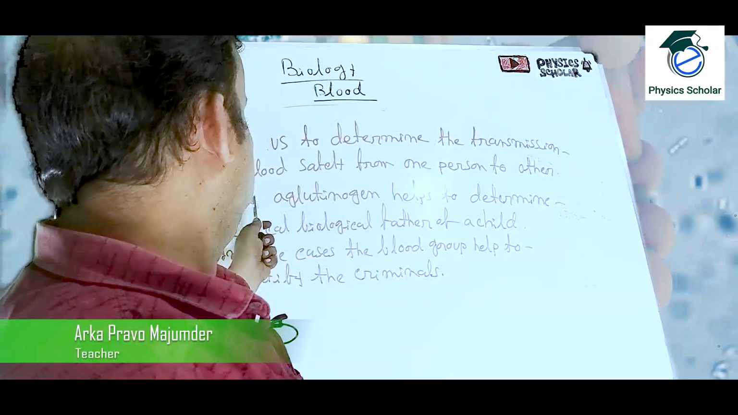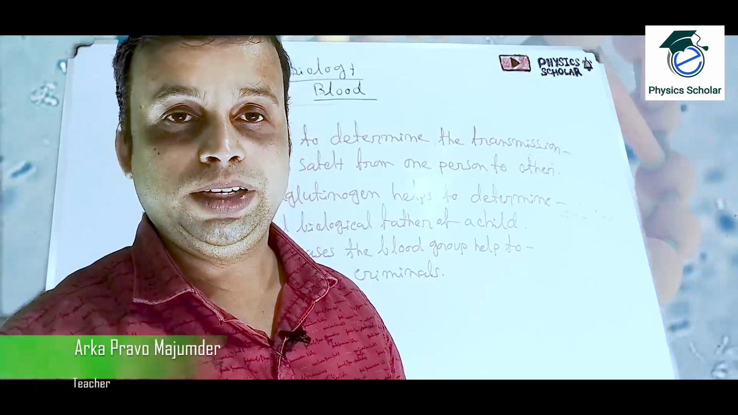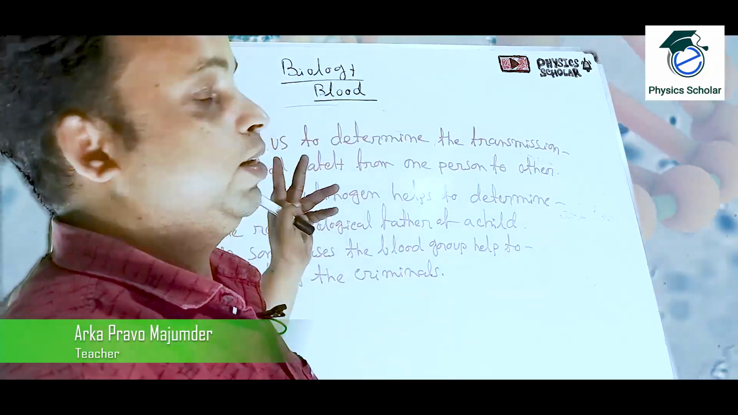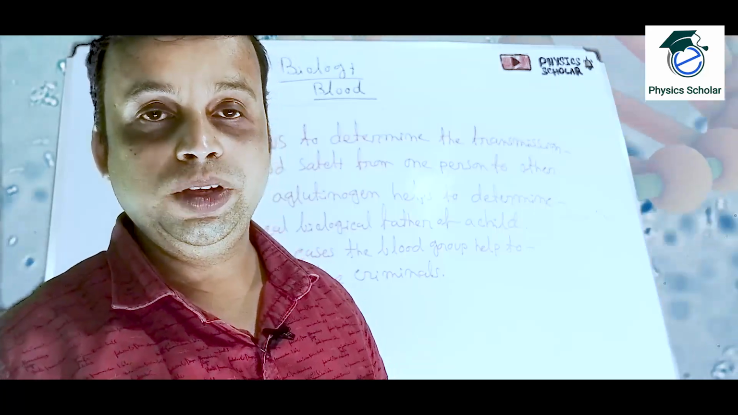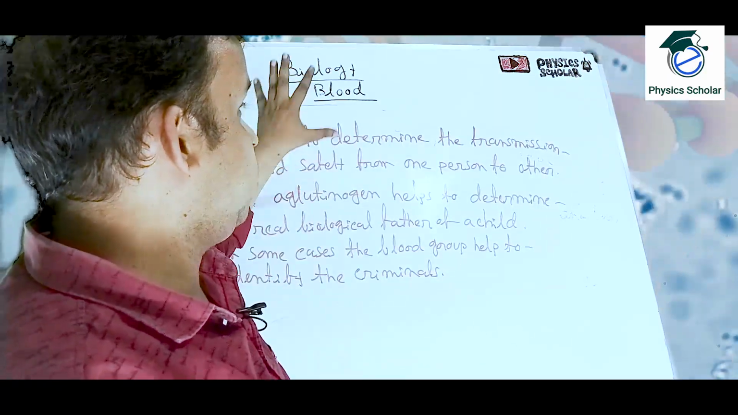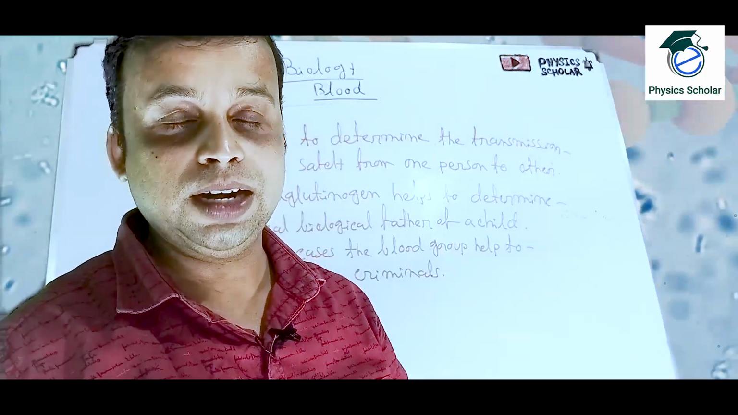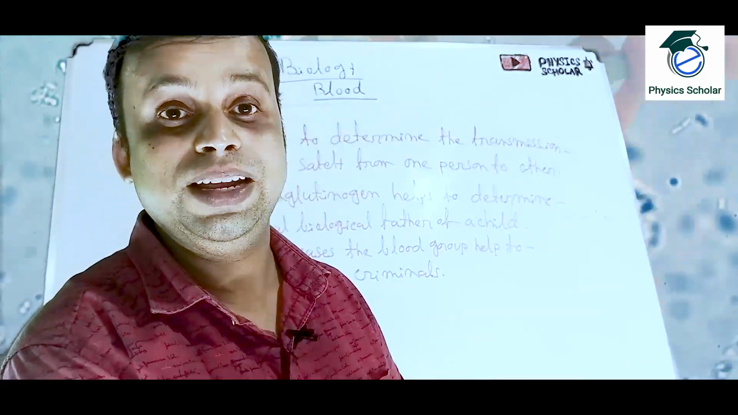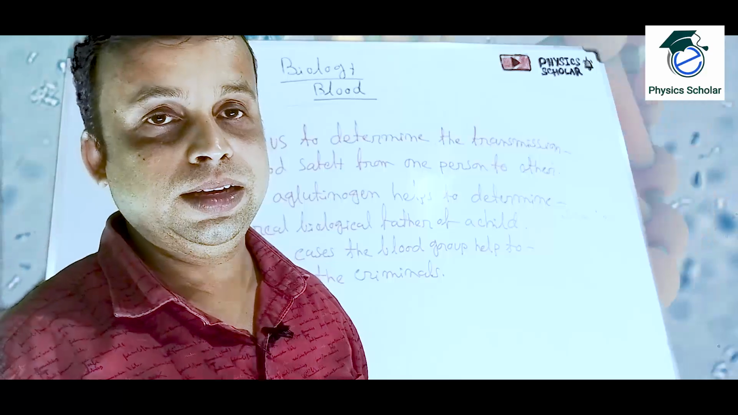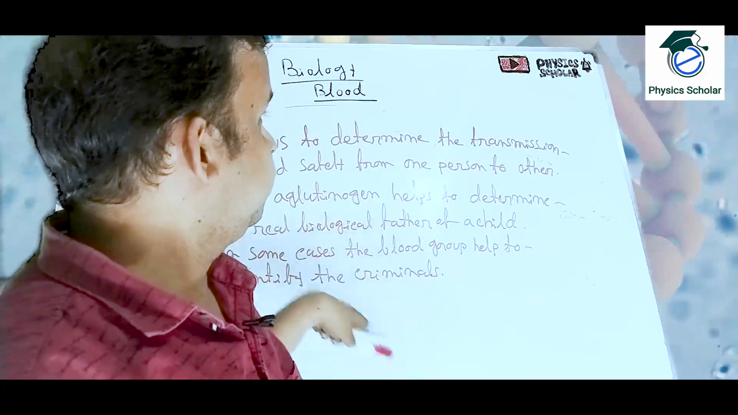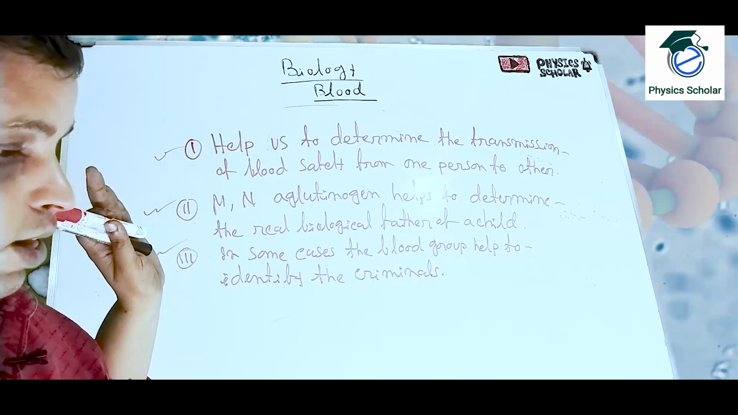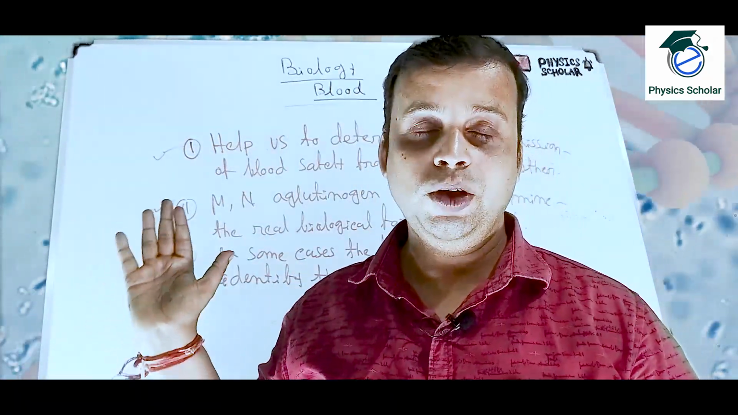Clear? So M and N, 2 agglutinogens are also present, which don't have any role while we are transferring the blood. Clear? We can actually neglect this, but it has a very important role if we want to determine who is the real biological father of a child. Clear? If that type of situation arises. And the main function of blood group is it helps us to determine the blood transmission from one person to other person safely, so that the person can be safe. Clear? And also in some cases the blood group can help identify the real criminals. Clear? So these are the functions of the blood group. Clear? So hope you can pause my video and write it. Clear? So up to this today, I hope that you have understood the topic.